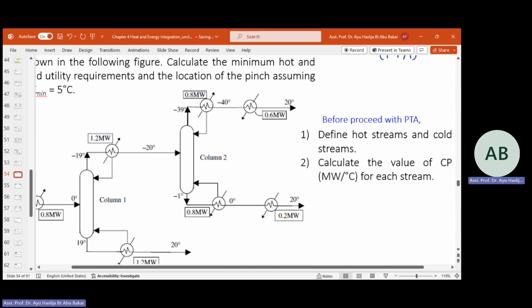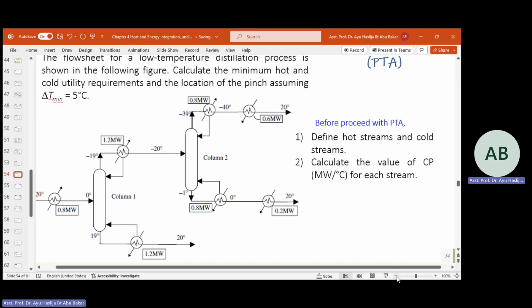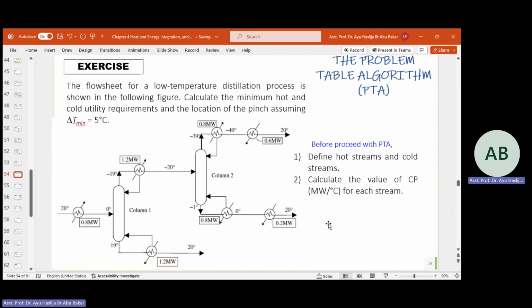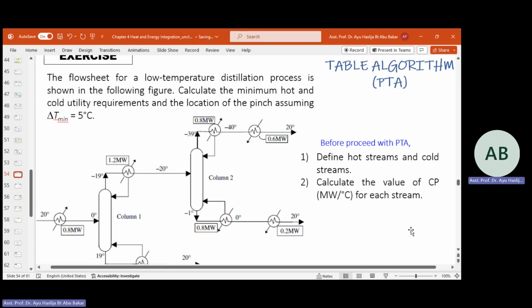Now we do the second exercise. Next exercise, where here it gives you only the PFD. It gives you only the PFD, where you were asked to calculate the minimum hot and cold utility at the location of the pinch. Assuming delta T min here is 5 degrees C.